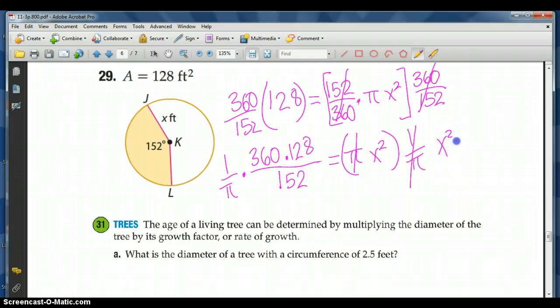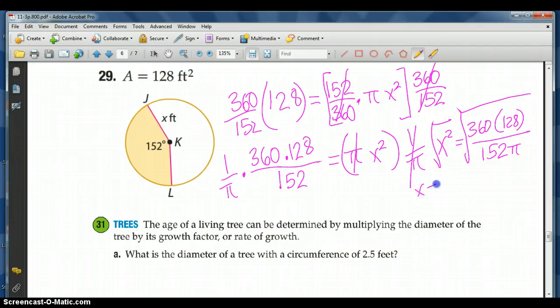So we get x squared is equal to 360 times 128 divided by 152 pi. And then we would take the square root of both sides. So x is equal to the square root of 360 times 128 divided by the quantity of 152 times pi, which is approximately 9.8 feet.